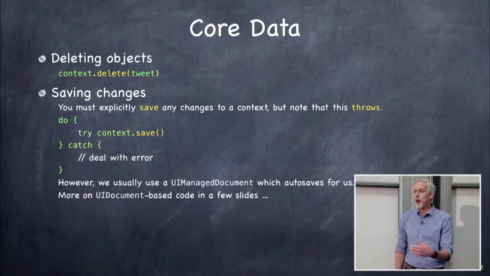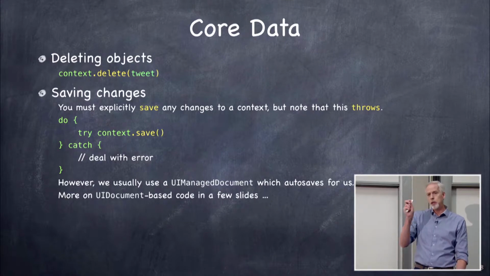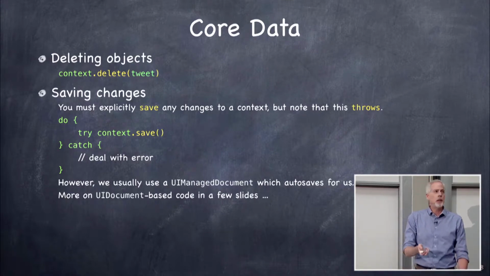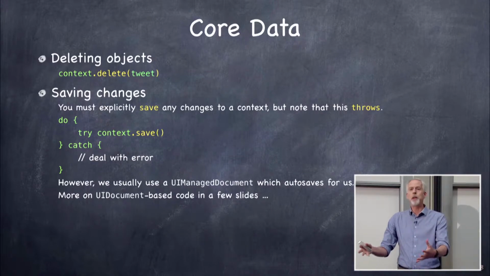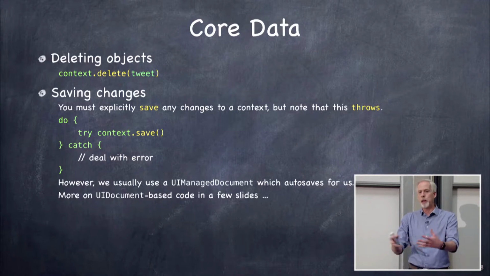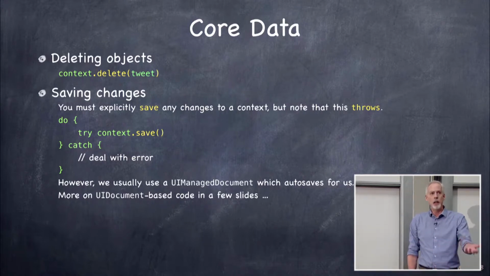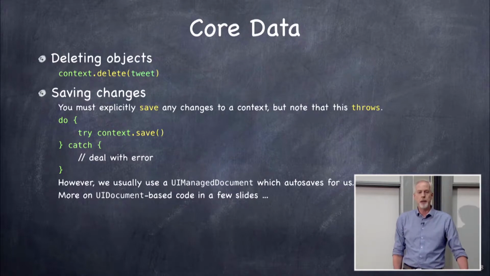Changes that I made are actually auto-saved if I use that UI document approach to getting the context. But if I use the use core data switch to do it, then I have to save it. The only thing about the save is it can throw. As you can imagine, if I'm saving this stuff out to the SQL database, I could get SQL errors or some kind of file system full or things like that, so you have to catch the errors if I'm not going to do the UI document-based auto-saving.